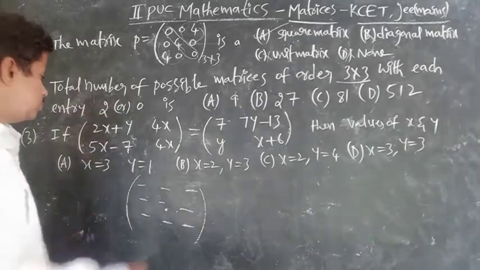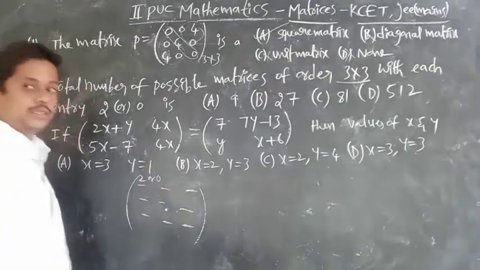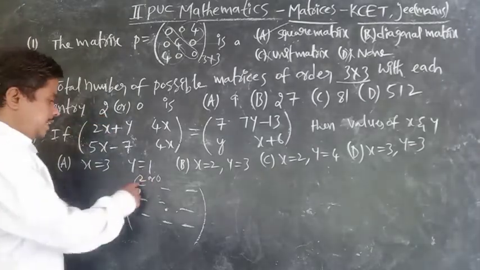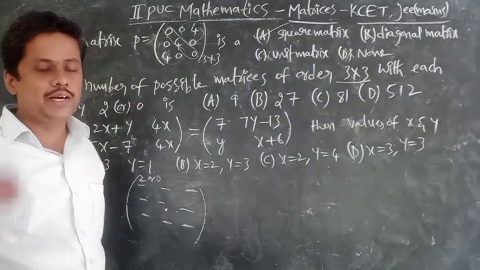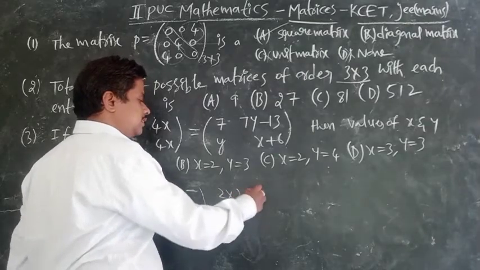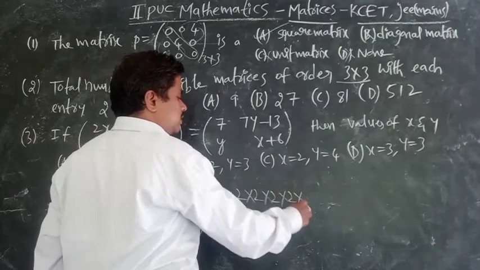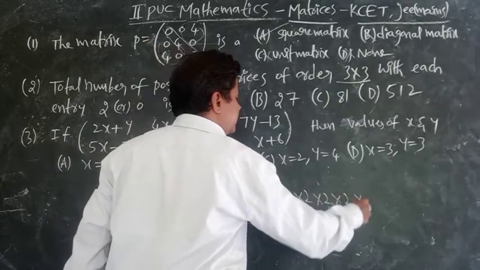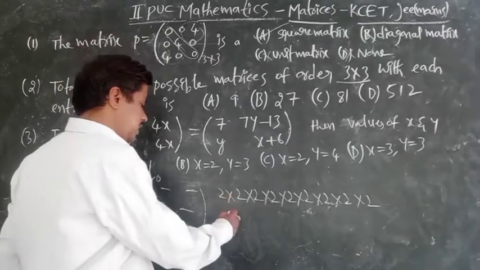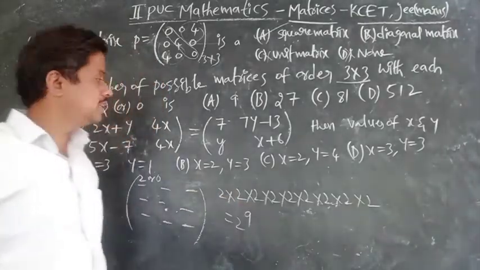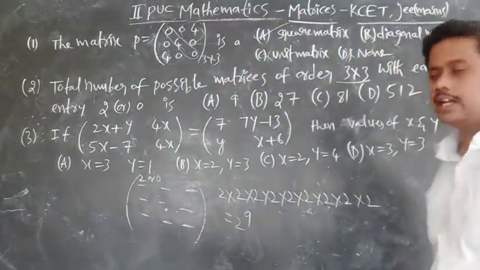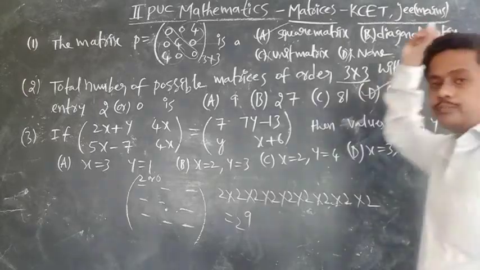Because each entry must be either 2 or 0. The condition is like that. So each blank space can be filled in 2 ways. The first blank space can be filled in 2 ways, the second, third, fourth, fifth, sixth, seventh, eighth, ninth, each in 2 ways. So it is 2 to the power of 9. 2 to the power 9 is equal to 512. You can calculate using the calculator. So the answer is 512.